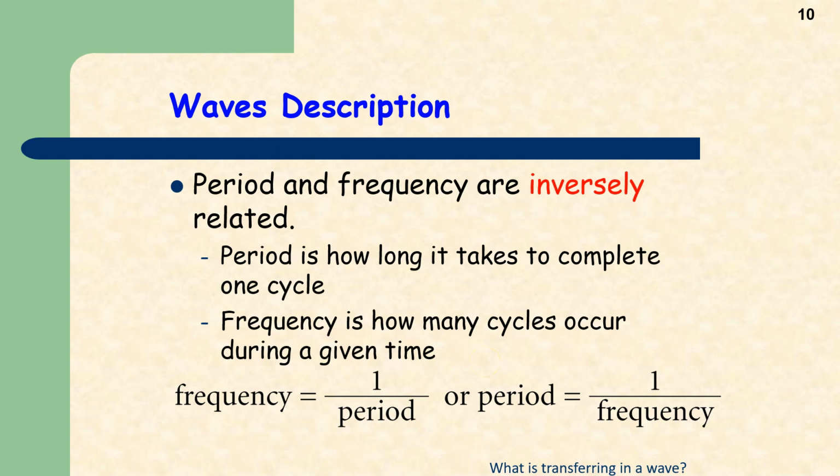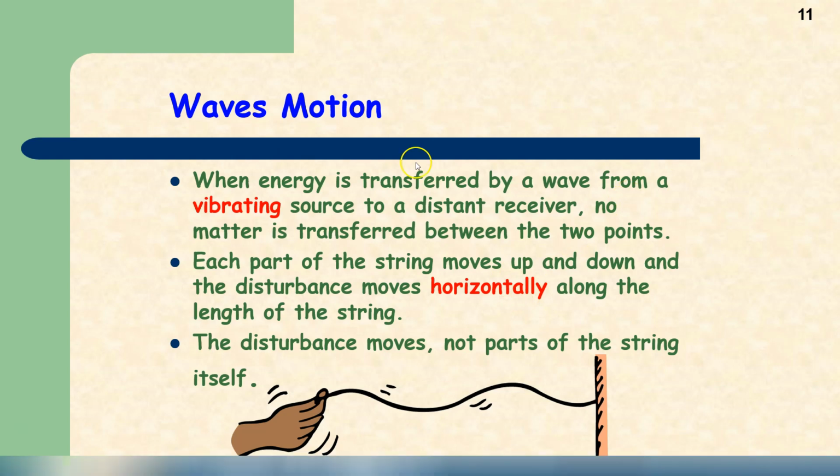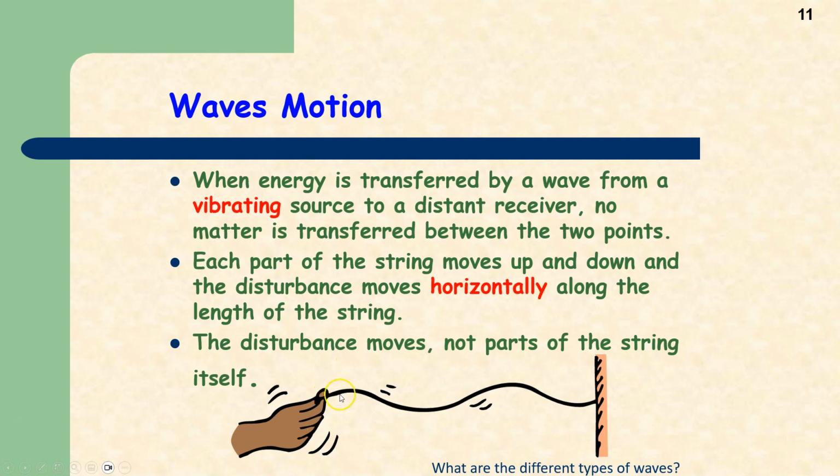So we already know that period and frequency are inversely related. Period is how long it takes to complete one full cycle, whereas frequency stands for how many cycles can occur in a given time. So what do waves actually transfer? Energy is actually being transferred in a wave. Whenever you see a wave, the wave isn't actually carrying the matter, it's carrying the energy. So if I start shaking this string up and down, you're going to see the string moving up and down, but that back and forth movement is carried throughout the string, transferring that energy.